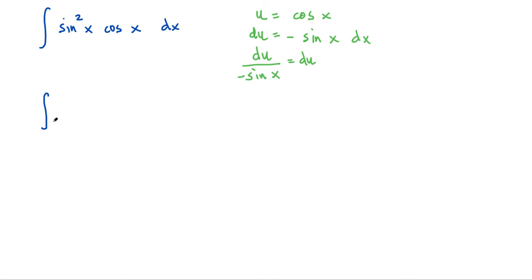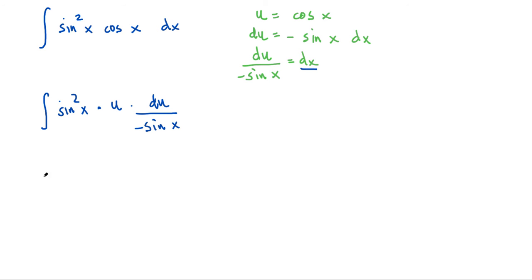So if I do that, I end up getting sine squared x times cosine of x, which is now u, and dx, oops, made a little mistake there, so this should really be dx here. So I'm going to take this dx expression and substitute it in there. So this is u times du over negative sine of x.